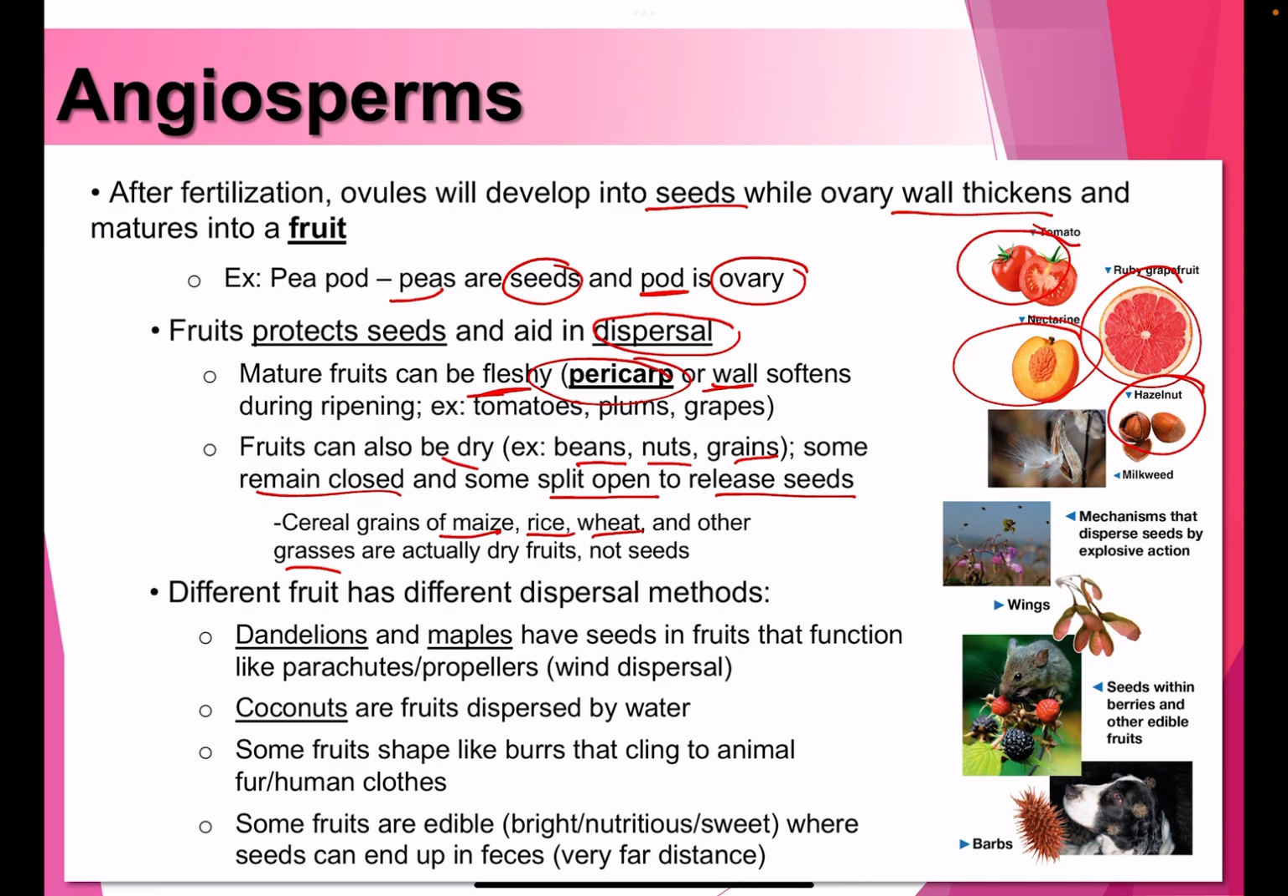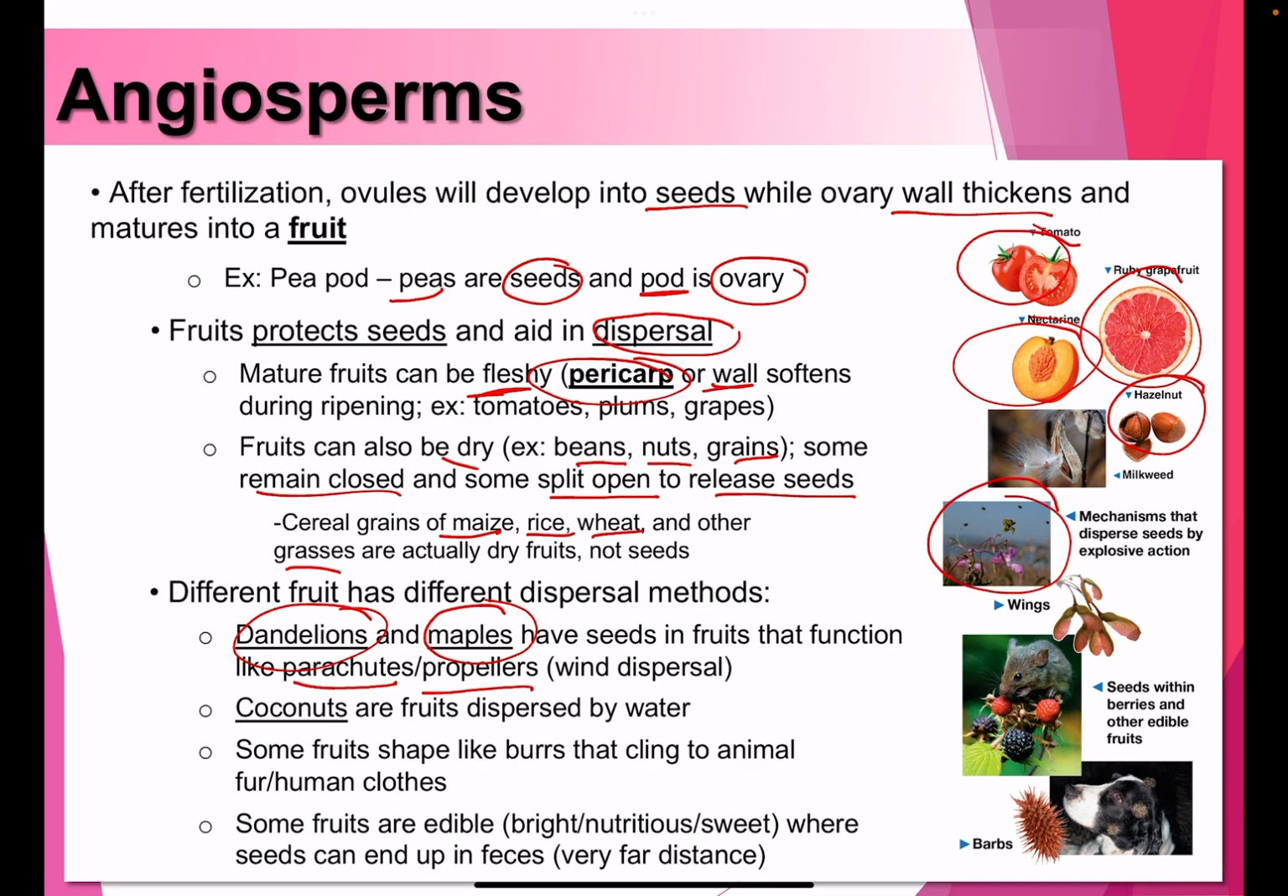All right, so different fruits have different dispersal methods. I kind of talked about the animal part of it. But with different shapes and sizes and structures, they have different ways of dispersal. For example, dandelions and maples have seeds in fruits that function like parachutes or propellers that can easily be dispersed by wind. So we all know that if you have a parachute or propellers, they tend to stay in the air longer instead of just dropping straight to the ground. And even if it's a bigger seed that is heavier, because of their shape like a parachute or propeller, they can glide along the wind and go to longer distances before they land. That allows for effective wind dispersal in this case.